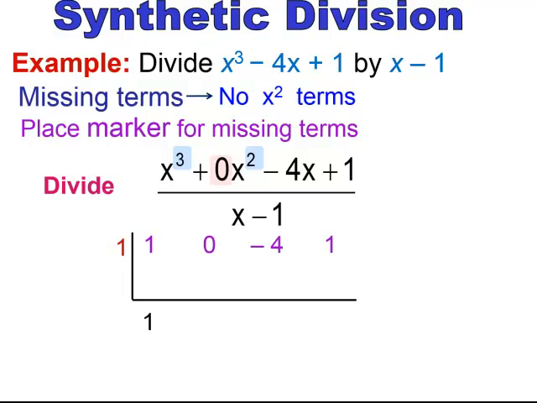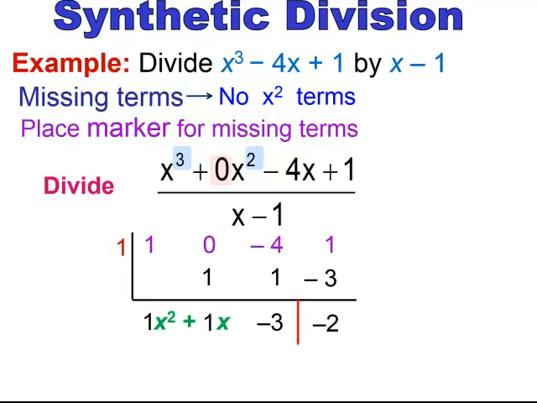I drop the first number down. I multiply 1 to 1. I get 1. I add down. I do 1 times 1 is 1, and I add down. It's a negative 4 plus 1, which is going to give me a negative 3, and then 1 times a negative 3 is going to give me a negative 3. I add down and I get a negative 2, and this would be my remainder.